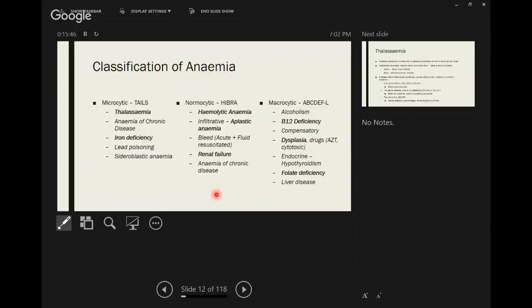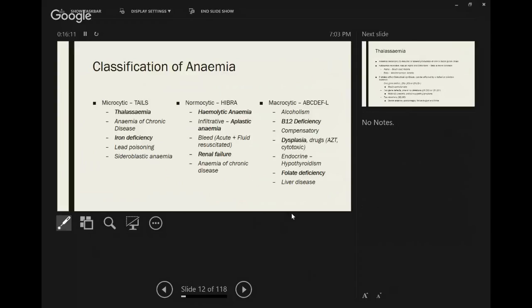If you're bleeding, so in an acute bleed, once the patient's been fluid resuscitated, so not when you pick up someone off the street with a knife wound and they've been bleeding and you take their hemoglobin, their hemoglobin's still going to be normal. Once you get IV fluid, like saline or Hartmann's into them, then because their blood dilutes, that's when you get a normocytic bleed anemia. Also because of renal failure and anemia of chronic disease.